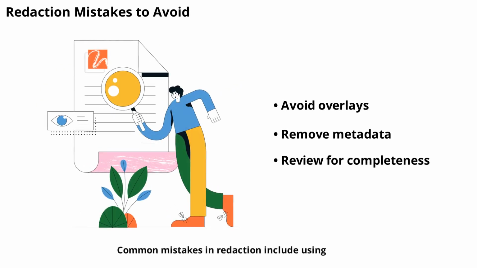Common mistakes in redaction include using simple overlays instead of true removal, forgetting to scrub metadata, or missing sensitive information. These errors can lead to accidental disclosures and serious consequences. Always use reliable redaction tools and carefully review every document before sharing.